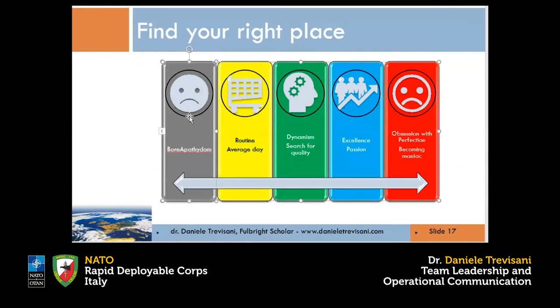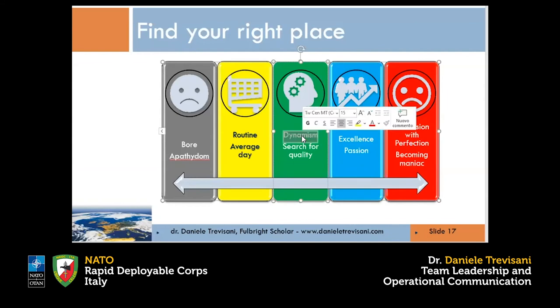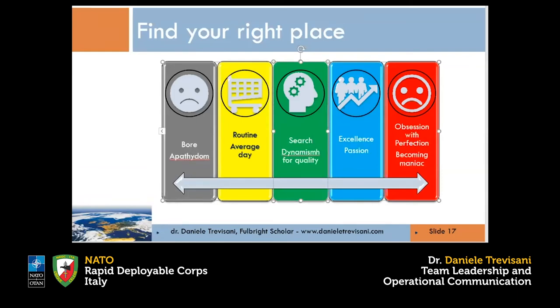Let me tell you that this one here is not good, boredom, apathy, okay? Boredom is not good. The routine is sometimes necessary, but here on the green and on the blue one, we really have to work. That is to search for dynamism, search for quality in what we do, and search for excellence and passion. Instead, what we don't have to look for is obsession. So any team leader is a good team leader if he finds the intangible threshold between excellence and obsession. It's intangible, but it's really important.